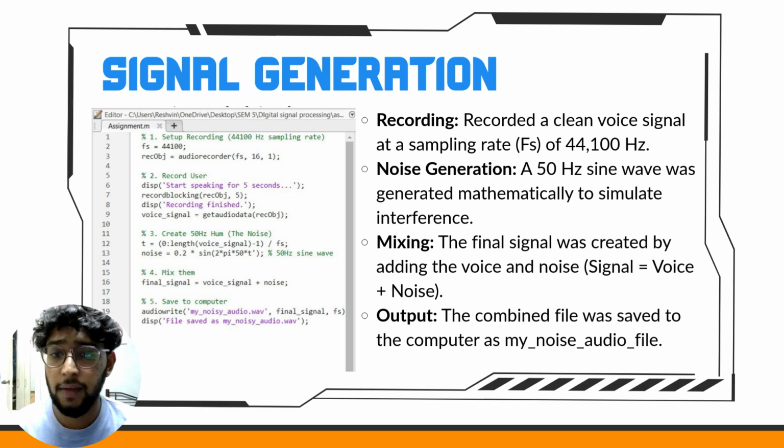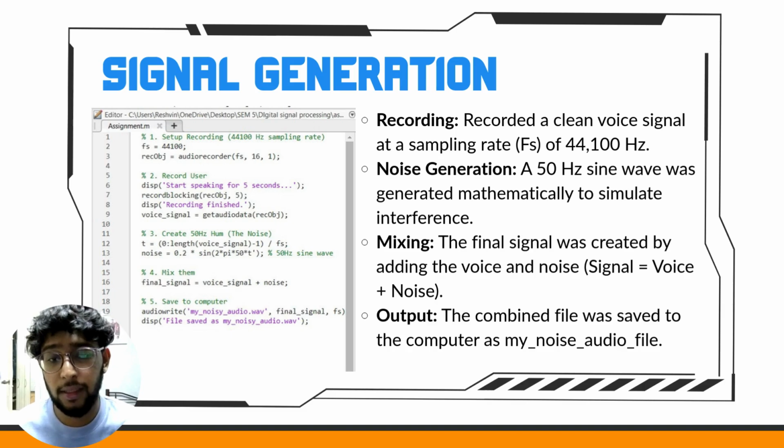So let's say I were to say my favorite hobby is swimming, it records the audio and saves it. After that, it generates noise, which is a 50 hertz sine wave. It's difficult for us to authentically and accurately get a 50 hertz sound, so we mathematically added it into the code. So it adds a 50 hertz hum as well.